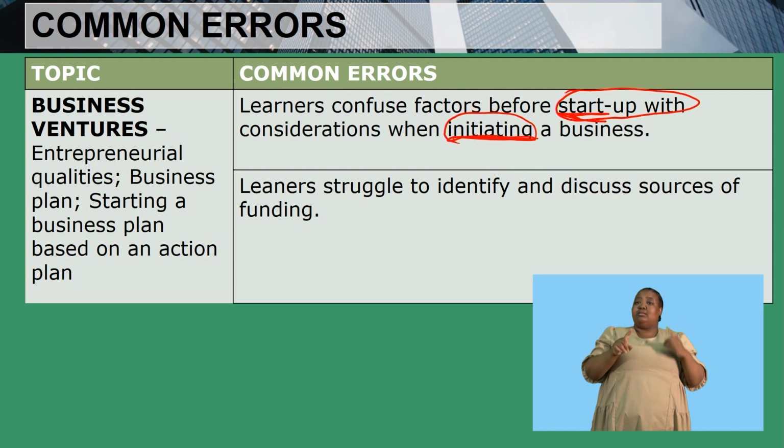Then you might also have a problem with discussing and identifying the sources of funding. For you to remember, you need to note that businesses use different ways to obtain capital to run their business. You must know the different ways in which businesses can obtain capital. Once you know that, it becomes very easy for you to explain that source of funding.